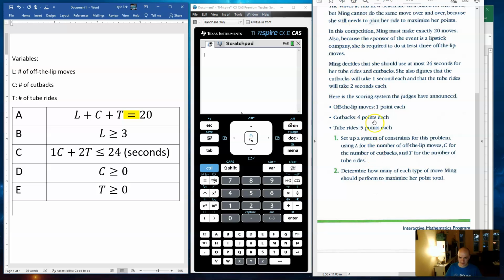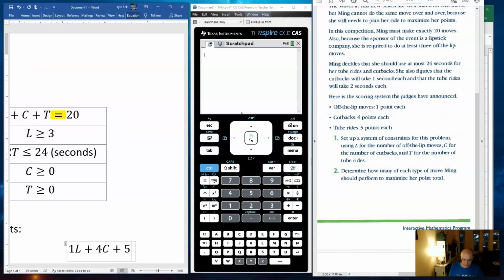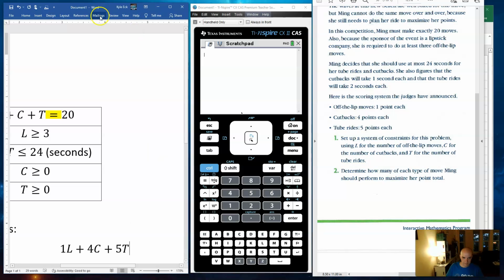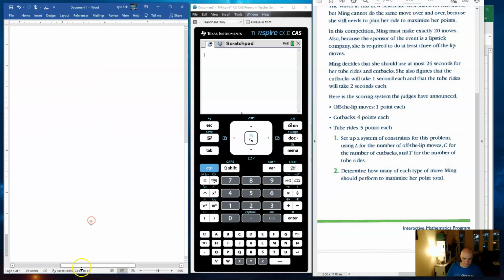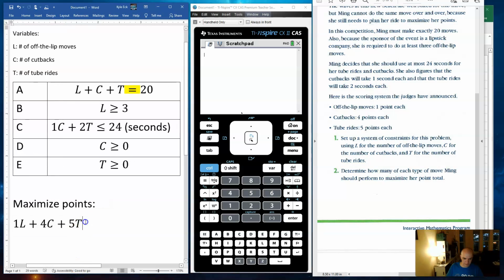All right, I think I'm done with the problem, except for the objective function. I haven't looked at anything relating to points. Now, since she's trying to maximize her point total, let's write the equation for points as 1 point for each off the lip move, 4 for each cutback, and 5 for each tube ride. Let me get that over in a nice spot where we can all read it. So that'll be our points function, 1L plus 4C plus 5T.